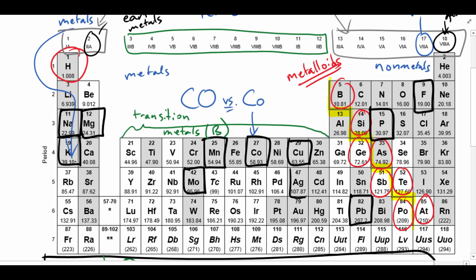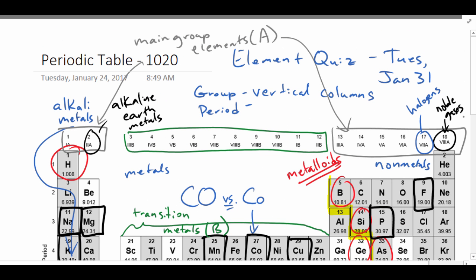So, a week from today, we'll have the element quiz. You will need to know the name of the element, the correct spelling, and its atomic symbol. Any questions? Yes, sir. What were the A groups called again? The A groups. Those are the main group elements. Right up here, main group elements.